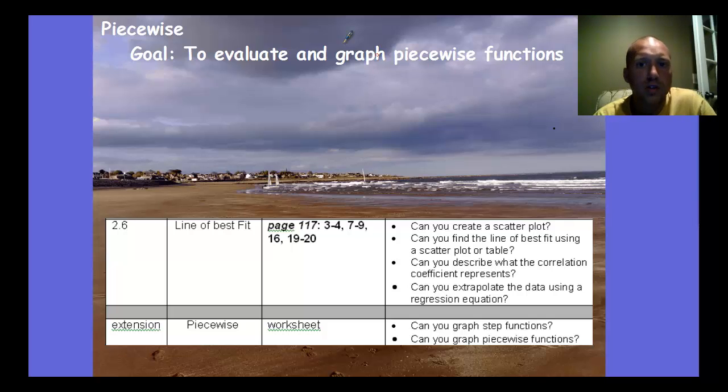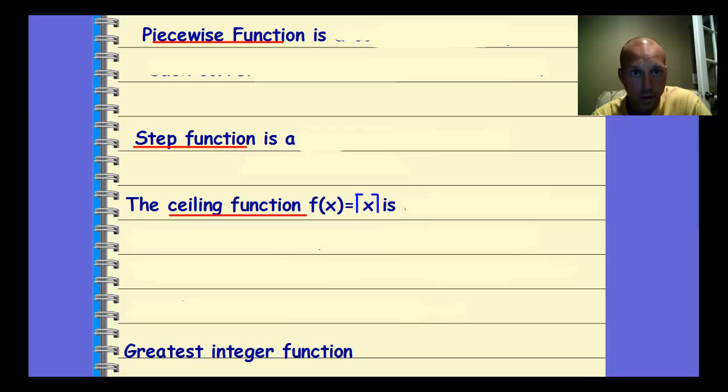Okay, Honors Algebra 2 today is piecewise. It's not a section in the book. It's actually an extension, so it is in the book, but to find it, it's going to be in chapter 2. It's after a section before the next section, kind of like just an extension. That's why we have it labeled that. Piecewise, the goal is, can you graph step functions, and then can you graph piecewise functions, two different kinds of piecewise functions. We just got done with line of best fit, and then tomorrow will be absolute values.